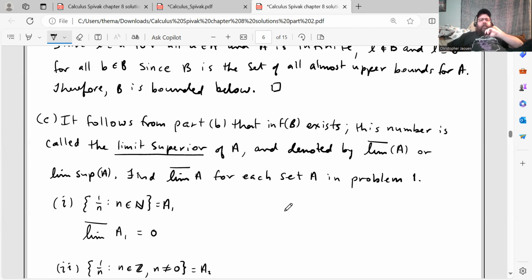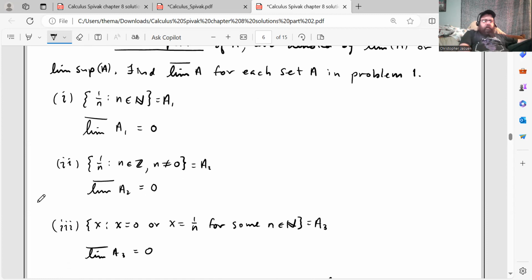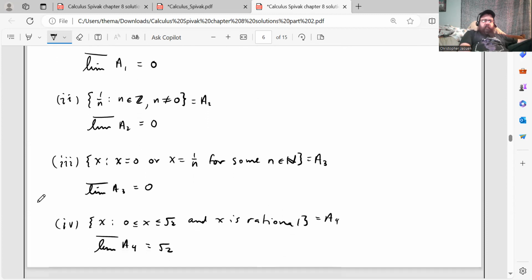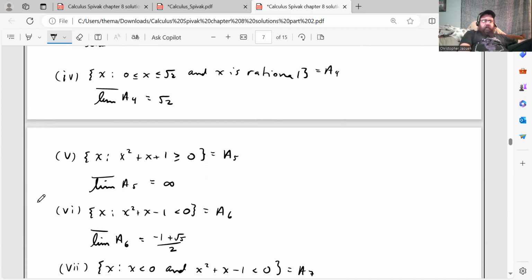This number is called the limit superior of A and denoted by lim with a bar on top of A, or it's sometimes referred to as lim sup of A, which is how I'll refer to it. Lim sup means limit superior. Find lim sup of A for each set A in problem one. So again, I'll just show you my answers here, and then I want to get to the ones that involve proofs. So these are the limit superiors for each of these sets.